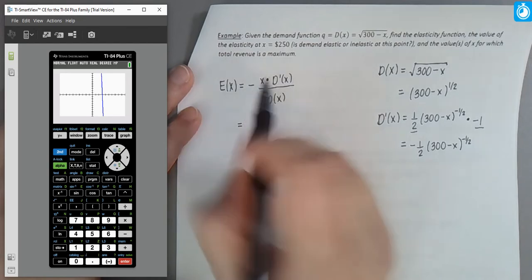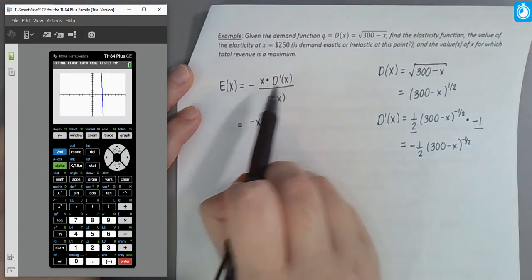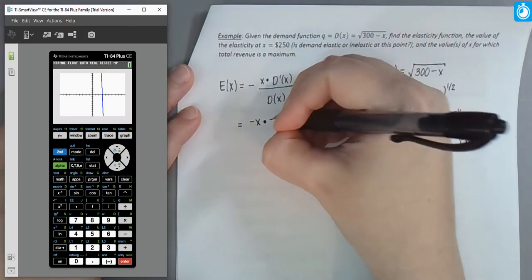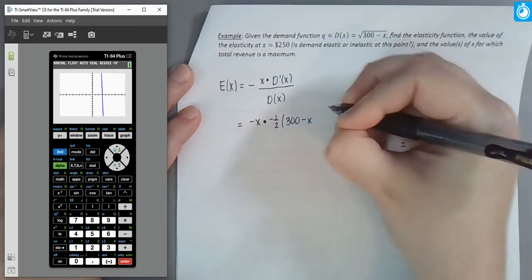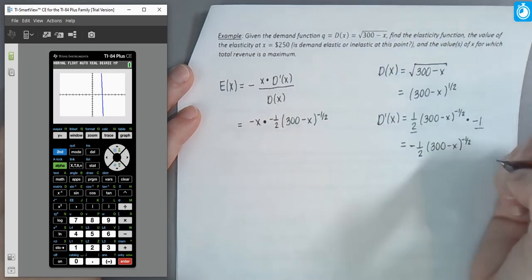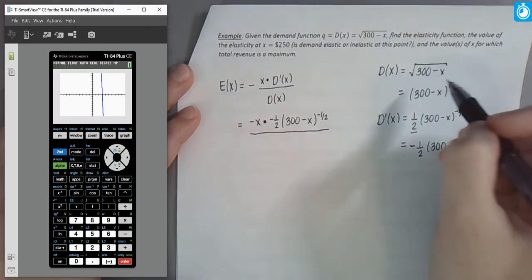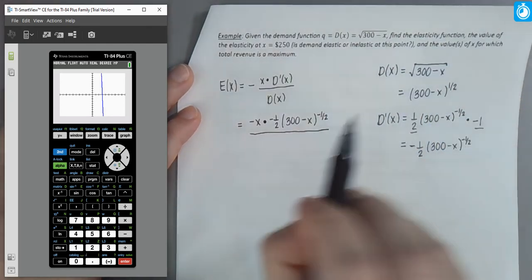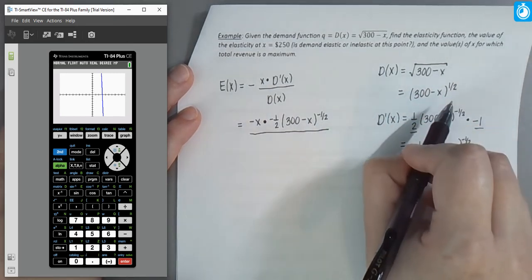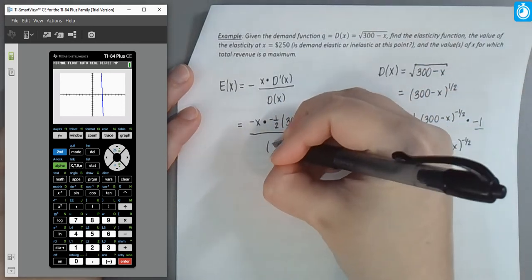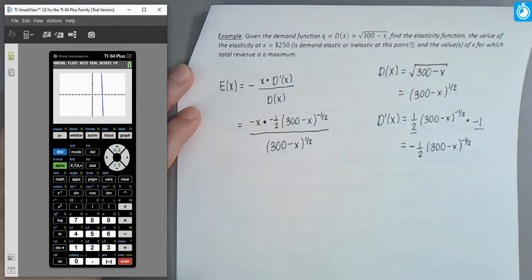So let's plug it in. So negative X, I'm going to put the negative with the X. Now we're multiplying that by the derivative that we just found. So negative 1/2 times 300 minus X raised to the negative 1/2 power. And then we're dividing all of that by our demand function. Now we can put in the version that has the radical, or since we already have a negative exponent in the problem, let's put it in its exponential form so that we're comparing things that are similar to one another. So I'm going to plug it in the exponential form. So 300 minus X raised to the 1/2.